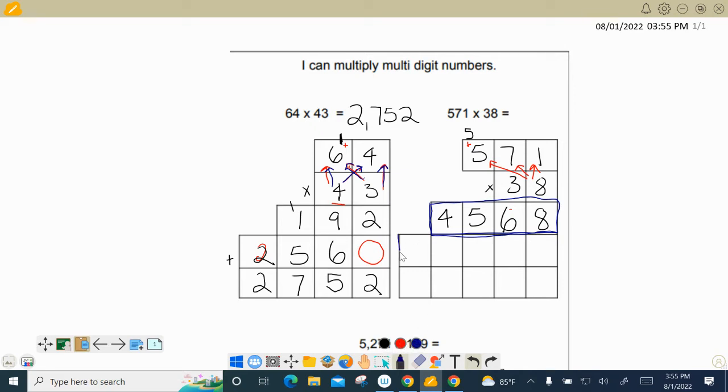And now I want you to go ahead and multiply your 3 times the 1, the 7, and the 5 and fill in this next box down here. Next line. Go ahead on the next slide. Tell me what that line should be.